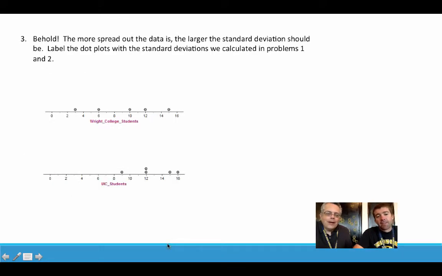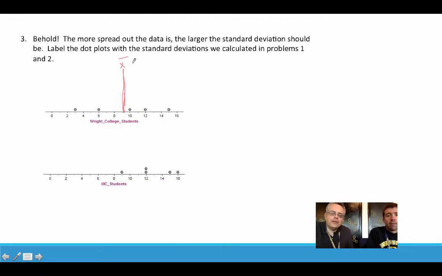So, here are dot plots of the two data sets. The top plot is Wright College. You want to mark the mean? I think the mean was 9.2. Yeah, so 9.2, probably just past the 9 there. There we go. And then let's write x bar equals 9.2.